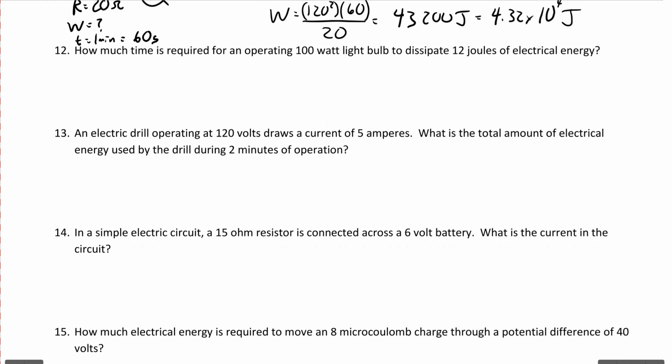Number 12, how much time? So they're looking for the time. That's a hint. We'll probably have to use the W formulas. A 100-watt light bulb operating to dissipate 12 joules of electric energy. So again, electric energy is the W, or the work that it's doing, 12 joules. So this is actually, you might feel a little nostalgia here, back to Unit 8 when we were talking about work, power, and energy. It's our good old power formula.